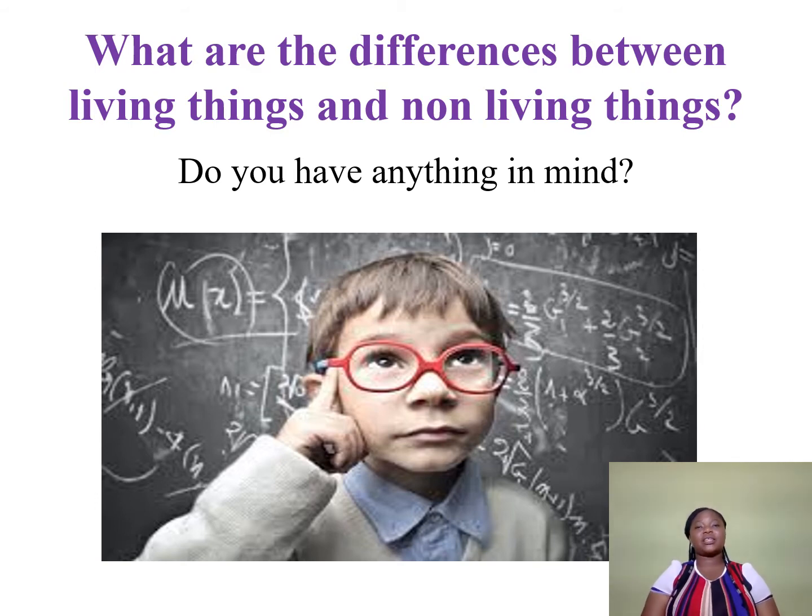We said in our characteristics or features that living things move, they grow, they eat, they reproduce, and they die. But non-living things do not do what? They do not eat, do not reproduce, do not move, and do not die. I hope you are following. Yes. So we want to differentiate between these two.